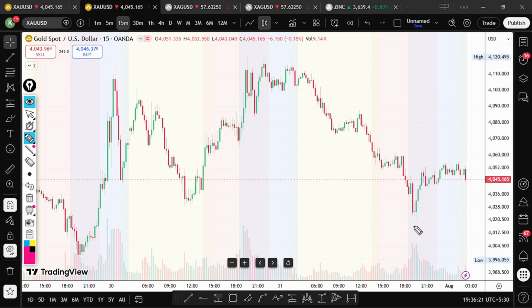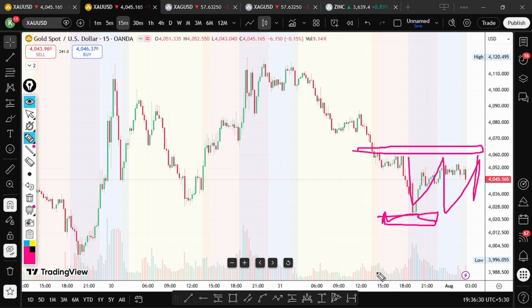You have to wait before the market comes down here, and we have to wait before the market goes up from here. This area is a no buying zone. Okay, let's move from here to the silver chart now.